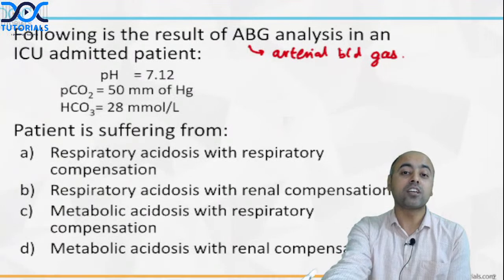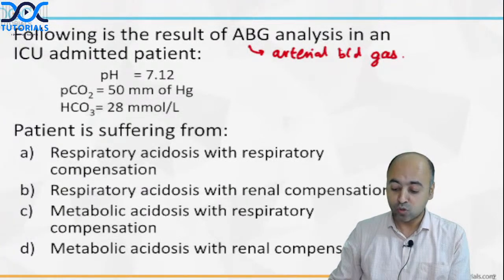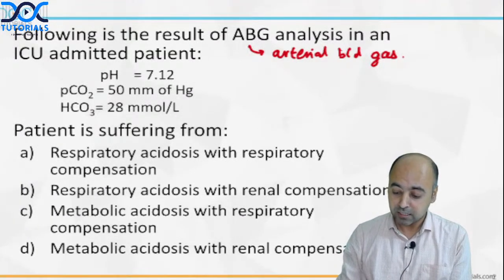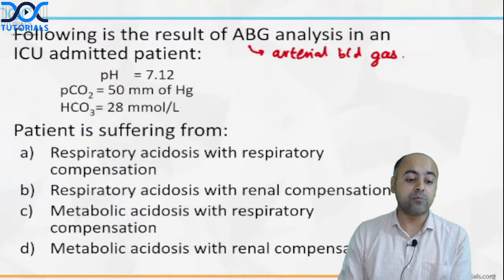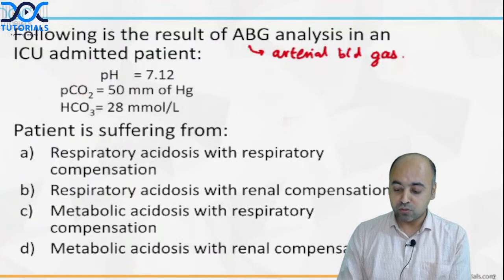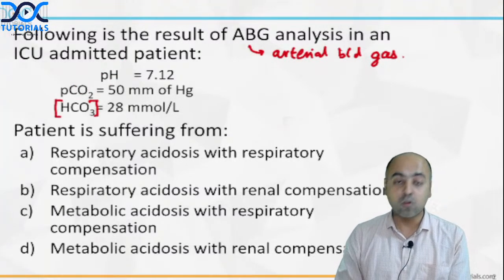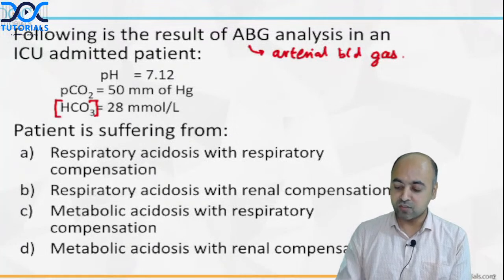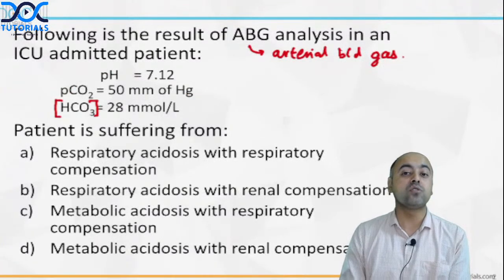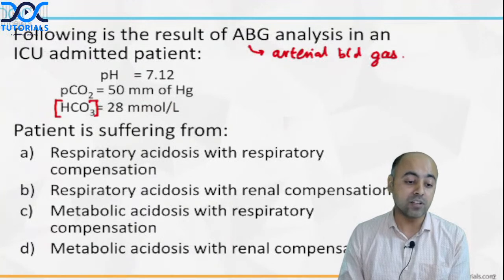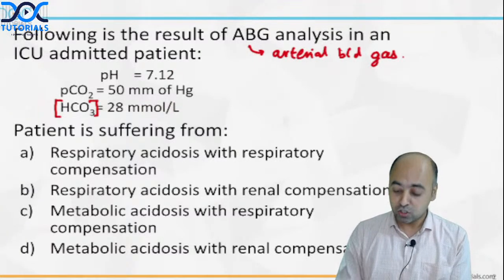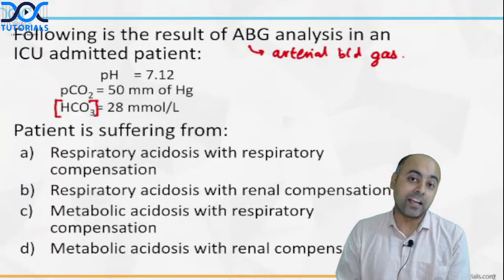Now, when we are talking about acid-base homeostasis, there are three important points which you have to know. What is the value of pH? What is the value of PCO2? And what is the bicarbonate concentration? Typically in the question you'll see the value of pH given, the value of PCO2 given, and the value of bicarbonate given. Based on these three, you have to make a diagnosis.